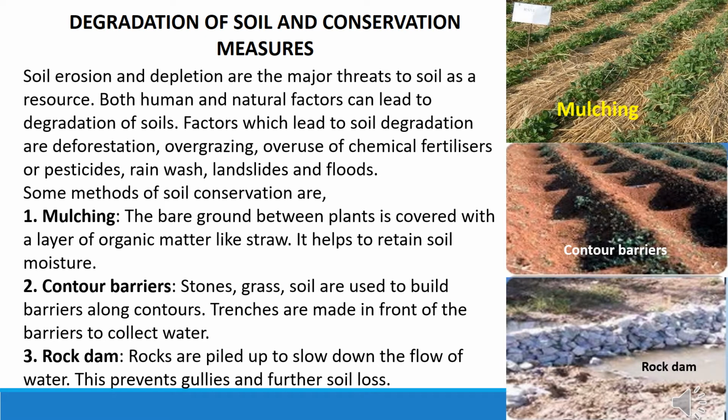The third one is the rock dam, where rocks are piled up to slow down the flow of water. Since the speed of the water may erode more soil, here we want to slow down the speed of the water so that the soil erosion doesn't take place. So this prevents gullies and further soil loss.